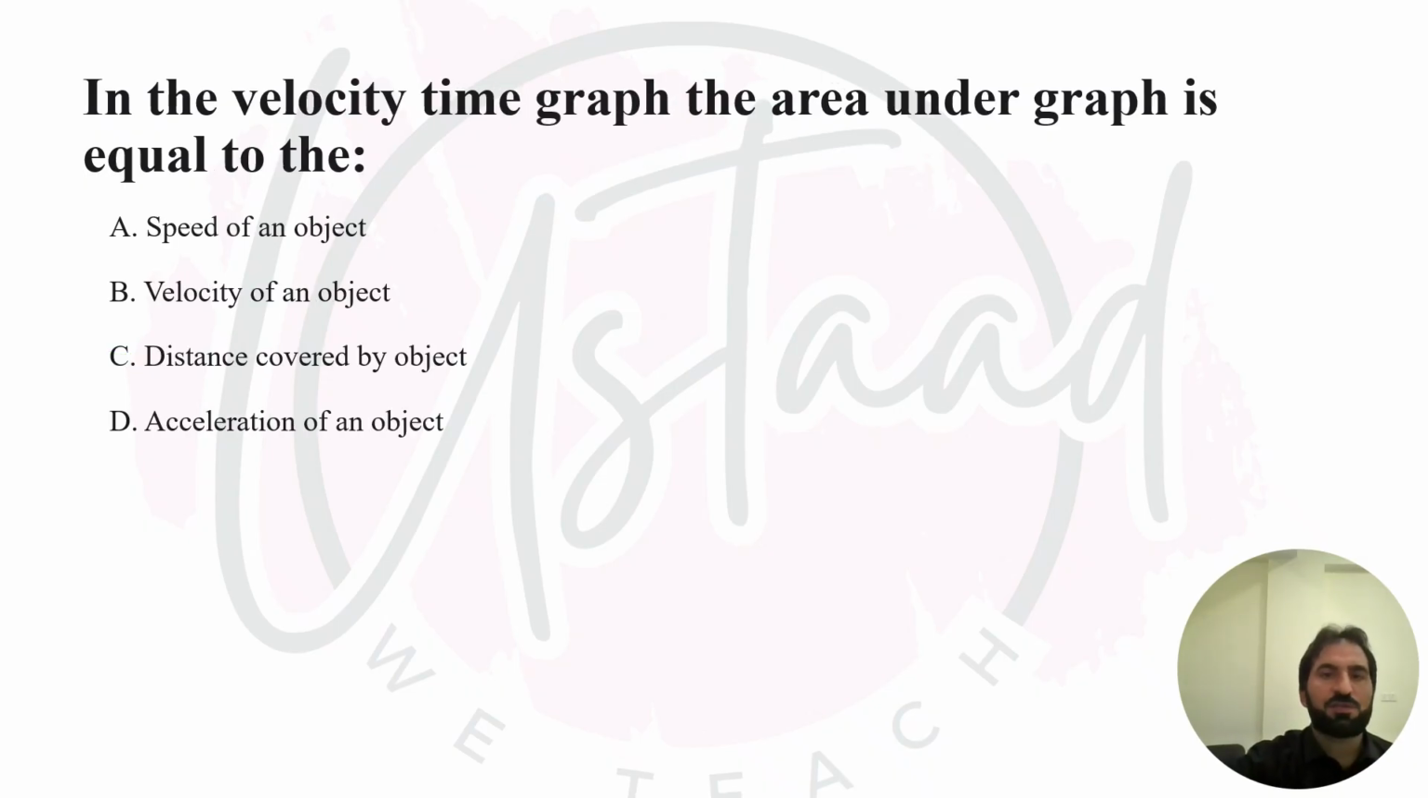Next, in the velocity time graph, the area under the graph is equal to: option A is speed of an object, option B is the velocity of an object, option C is distance covered by an object, and option D is the acceleration of an object. So option C is the correct option, that is the distance covered by the object.